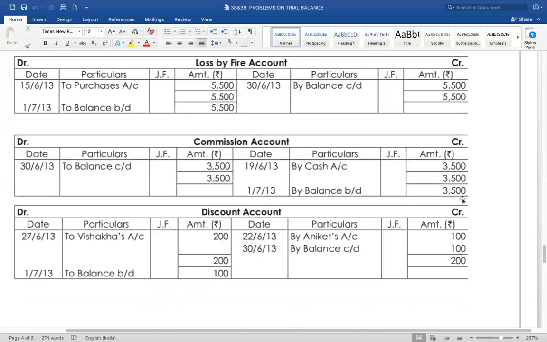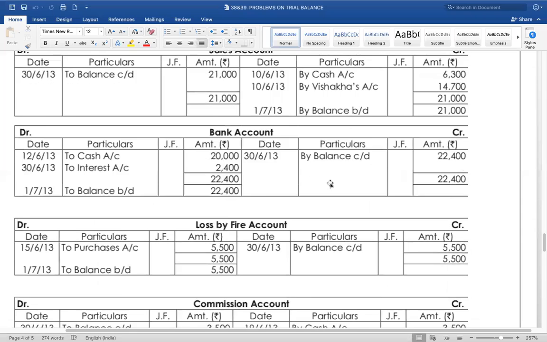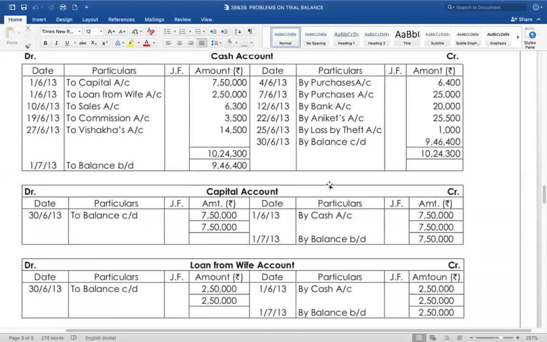So when you are taking it into the trial balance, you will write cash account, trial balance as on 30th June 2013. Where did you write 9,46,400? In the debit column. That's it. Only one account is over. There are so many accounts. Let's come one by one, faster.